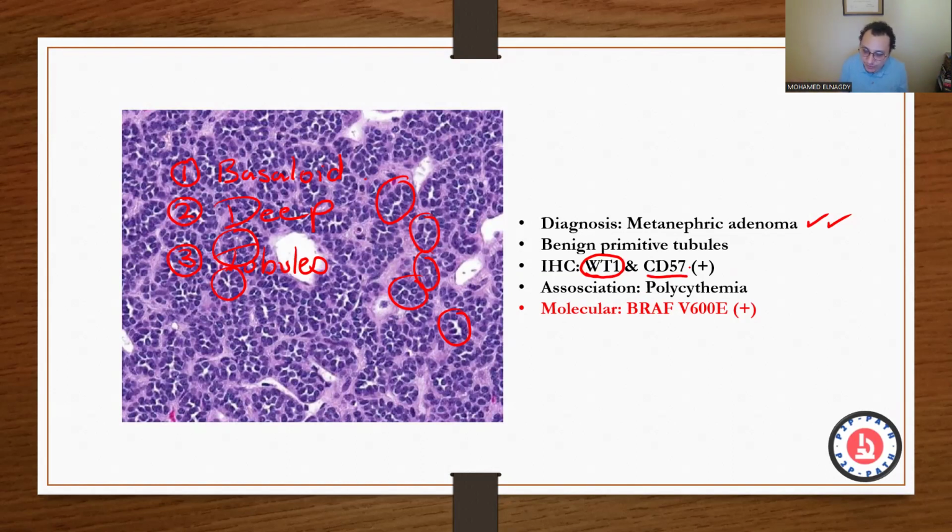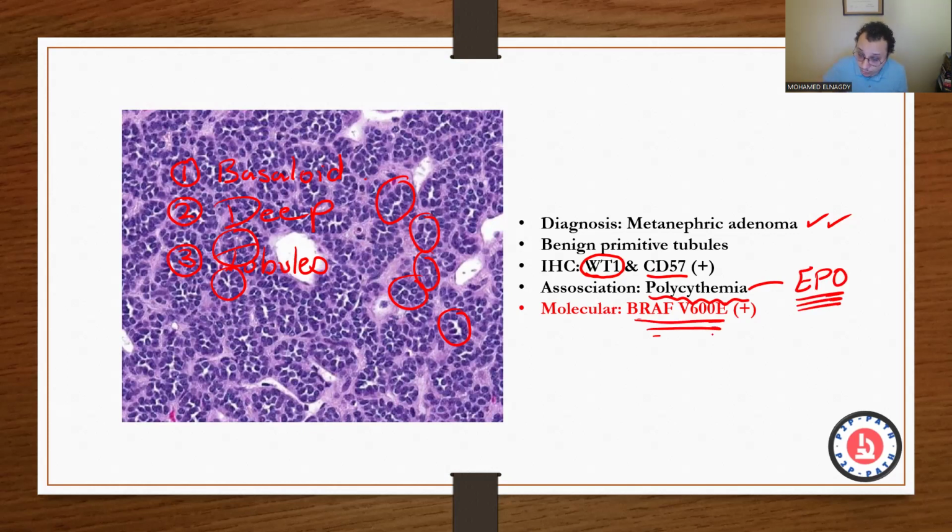It was mentioned in one of the explanations of the Q-banks. Kurt notes didn't write down CD57 positive. So make sure you add it to the notes in case you are using it to study. Also, it's associated with polycythemia because this tumor might produce erythropoietin hormone, which will lead to polycythemia.